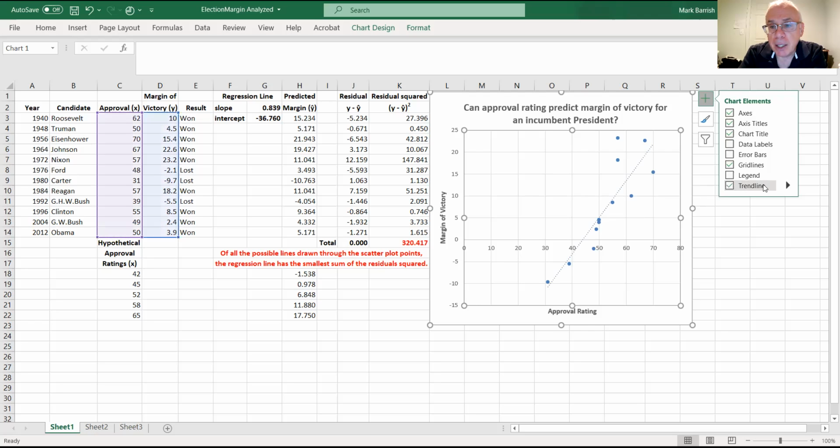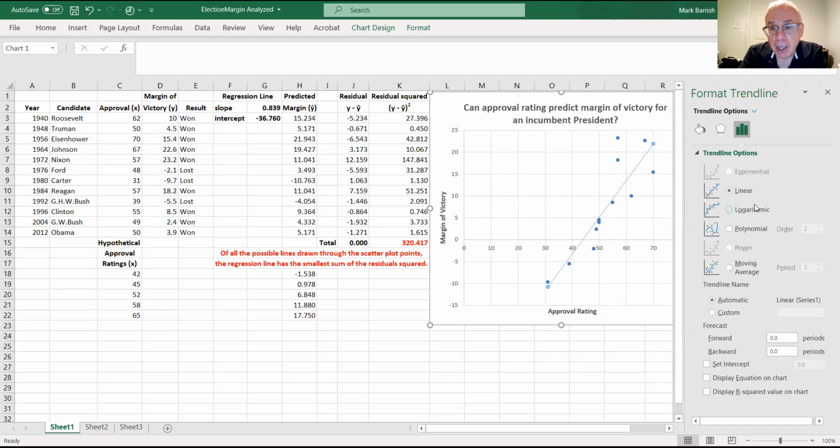But if you click it and then click this here and go down to more options, you have options for different types of curves, but linear is the one we want. That, by the way, will give us the line of best fit or the regression line. And also, if you want to display the actual equation of the regression line right on the chart, you can click this one right here. You can see it shows up right here. All right, so I'm going to do that.